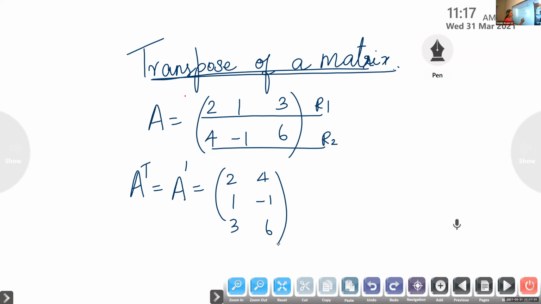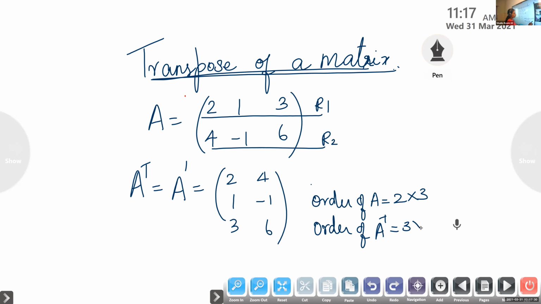So what is the order of A here? Dia, what is the order of A? 3 by 2? Is it correct? How many rows are here? 2 rows are there, so 2 by 3. What about the order of A transpose?